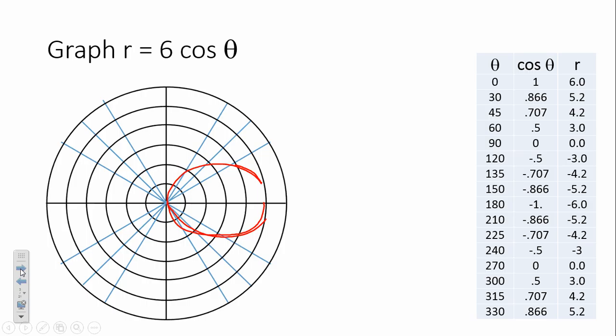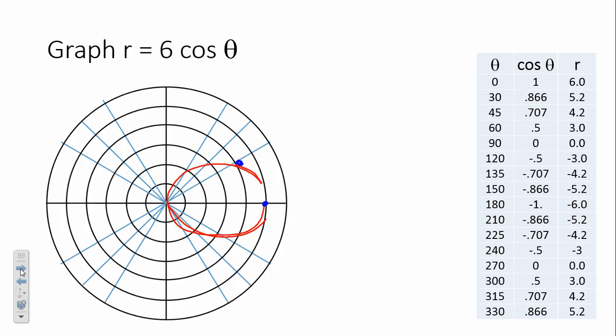So for example, if I were to plug in theta is 0, the cosine of 0 is 1, so 6 times the cosine of 0 gets me r, I'll get 6. So when theta is 0, I'm over here at 6. What happens when theta is 30? We know the cosine of 30 is the square root of 3 over 2. If I take the square root of 3 over 2 as a decimal times 6, I get 5.2 as my r. So when I am at 30 degrees, I am 5.2 out.